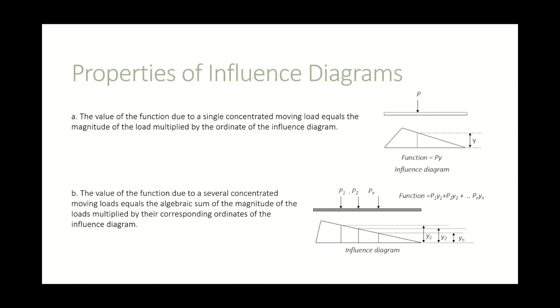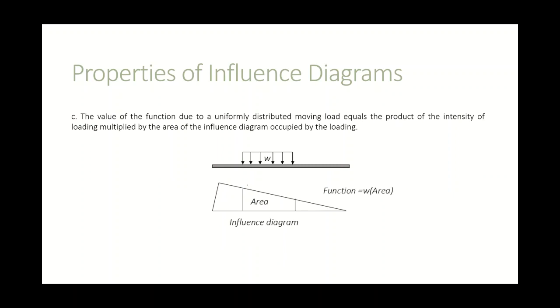Now, for multiple moving concentrated loads, just multiply the ordinates of the moving loads times the concentrated load itself, then add them. For a uniform load, multiply it by the area. That will give you the function. Again, this function is either reaction, shear, or moment.